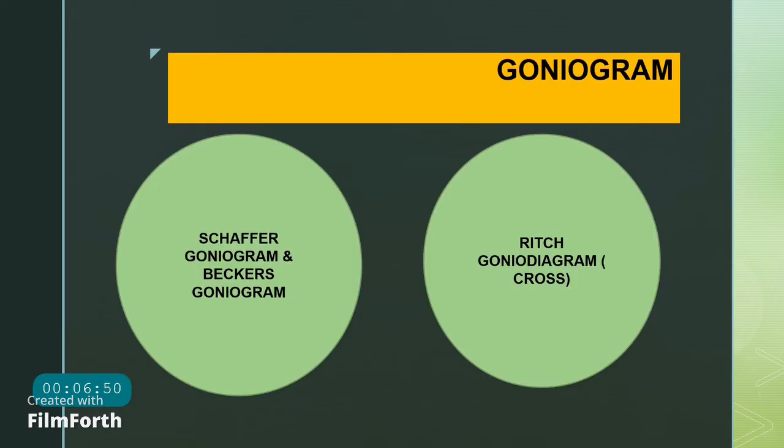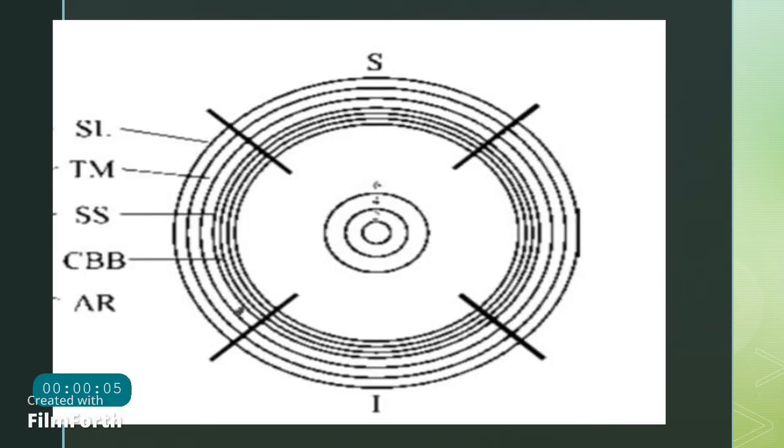So that's important. Now, how do you actually represent the findings that you have seen on gonioscopy diagrammatically on paper? Either you can use a Schaffer's goniogram or a Becker's goniogram, or you can use a Ritch gonio diagram, which is basically a cross. Now this is the Becker's goniogram. Now this might look very complicated.